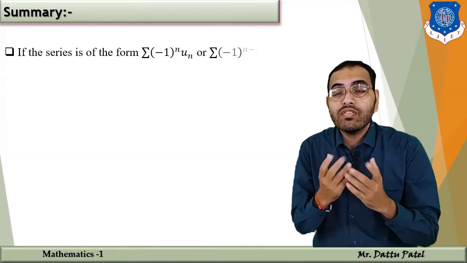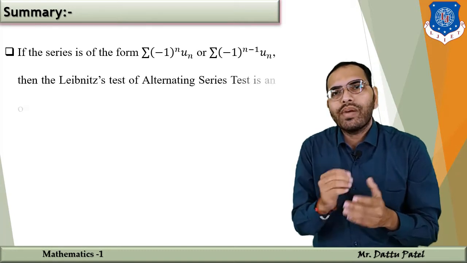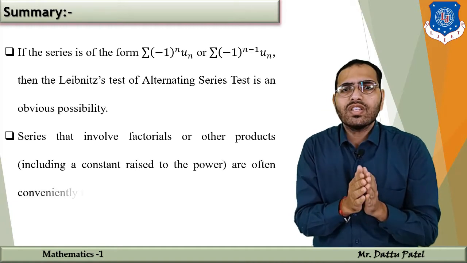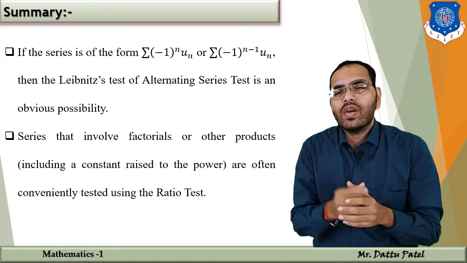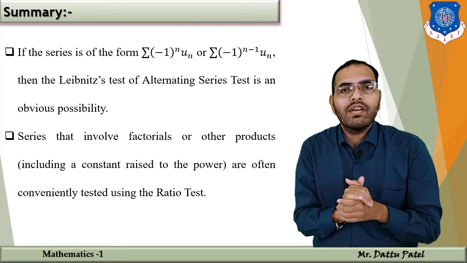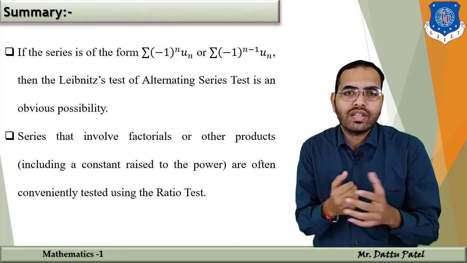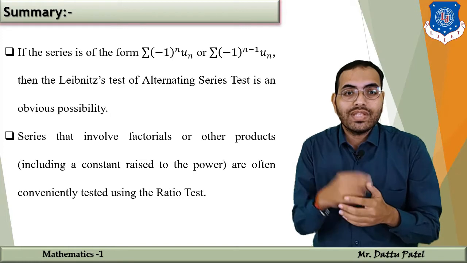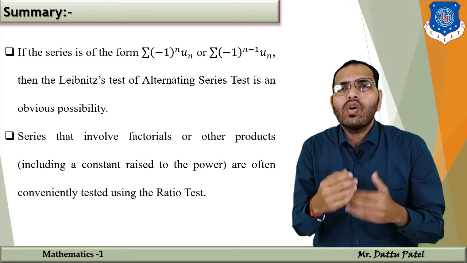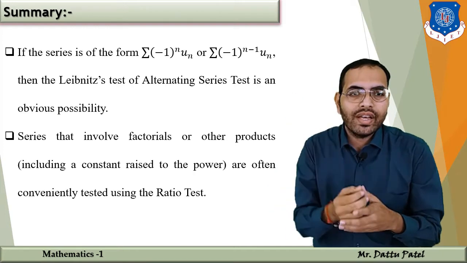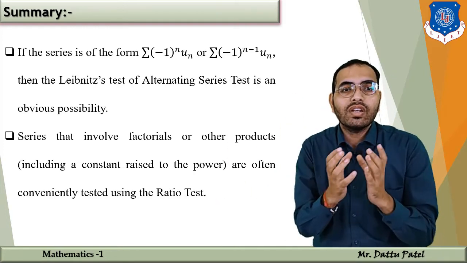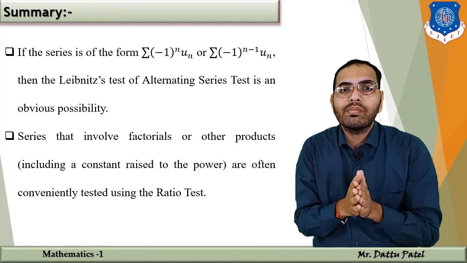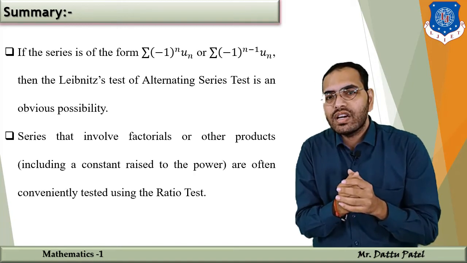If the series is in the form of minus 1 raised to n into u_n, or minus 1 raised to n minus 1 into u_n, it is an alternating series. If it is an alternating series, then the one and only possibility for solving the example is the Leibnitz test for alternating series. Suppose we have an example based on factorial form, like n factorial, (n plus 1) factorial, 2 factorial, or a constant raised to n. For such examples, obviously we solve them with the help of D'Alembert's ratio test.